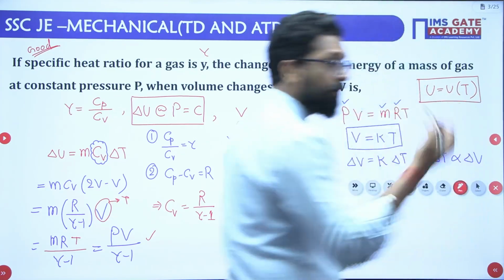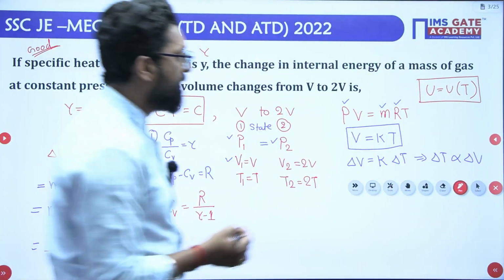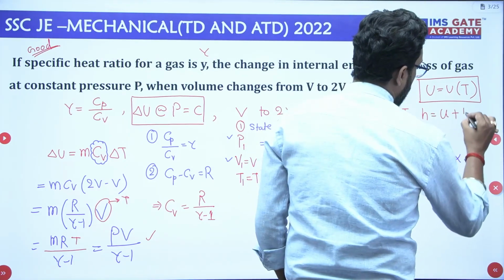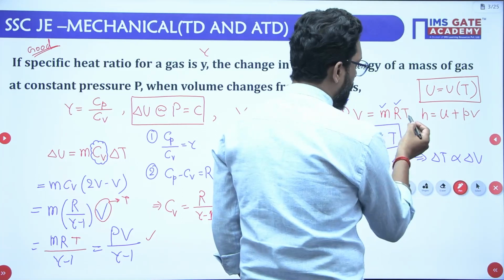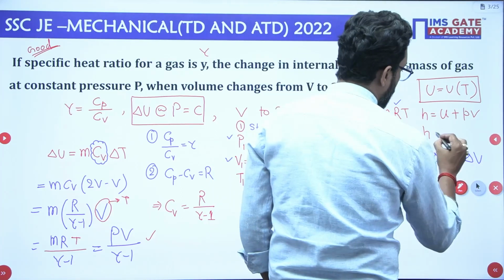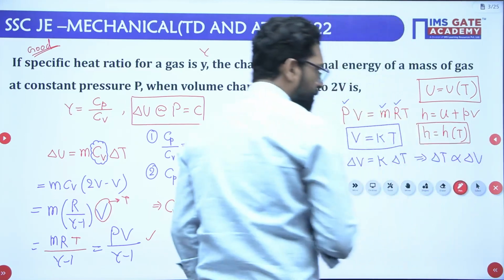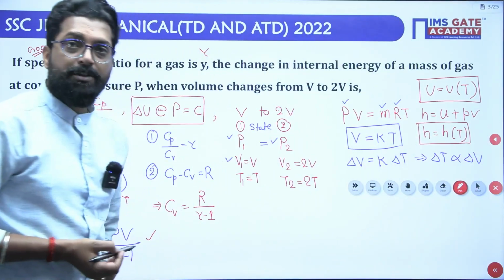So enthalpy is also a function of temperature. What is the enthalpy? H is equal to U plus PV. PV is a function of temperature, U is a function of temperature, so H is also a function of temperature. Okay? So enthalpy is also a function of temperature.